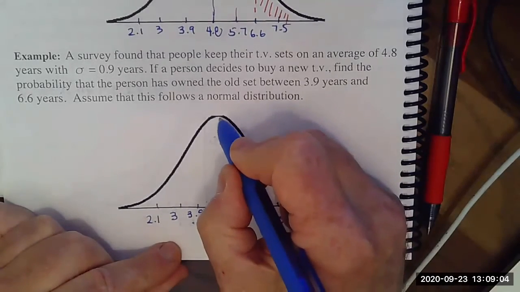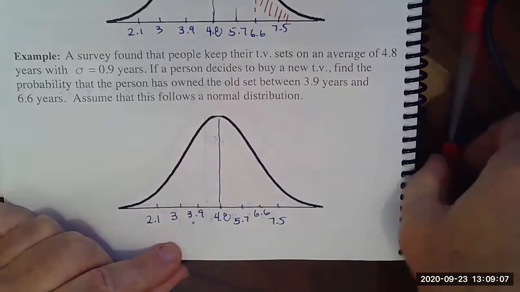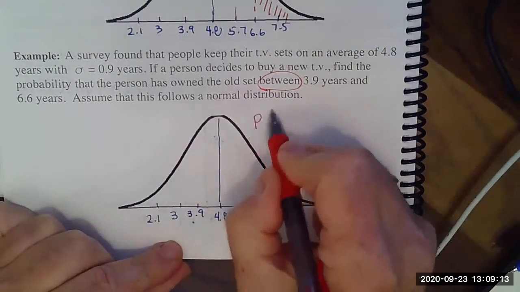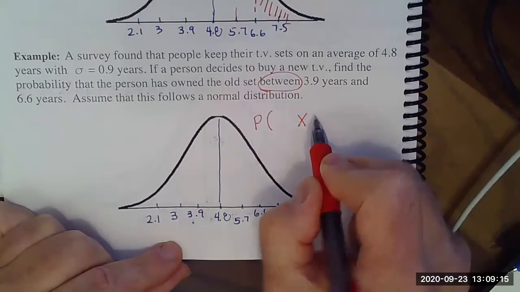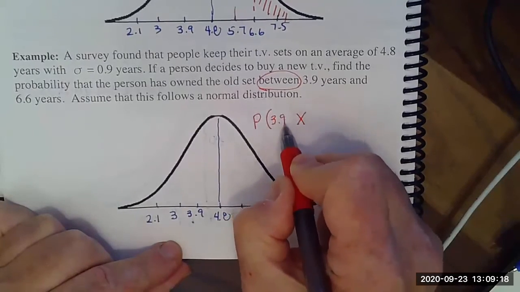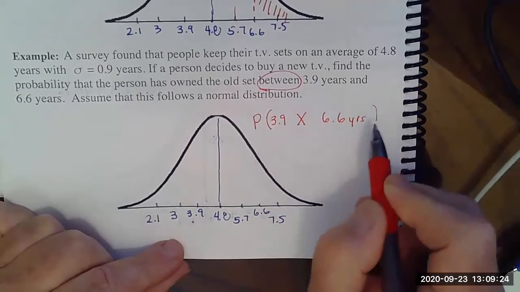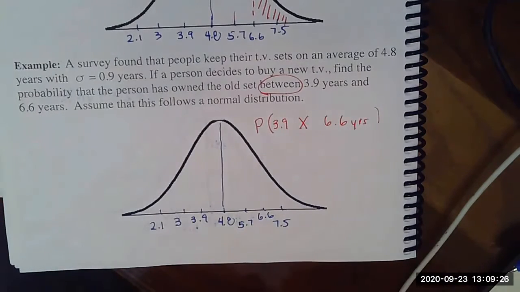Okay, so maybe this is a center line again. Between. So the probability that X is between 3.9 and 6.6 years. Now, between is a little peculiar if you just use the word between. I think your author says between and inclusive. That means you're including those numbers. Otherwise, in between could be a little ambiguous. It won't make a difference in your answer. I'll just tell you that right now.